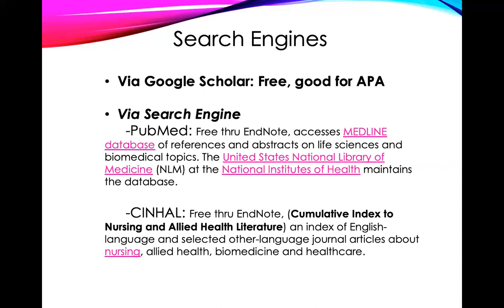As nurses, we use CINAHL, and CINAHL is the Cumulative Index to Nursing and Allied Health Literature. This is articles about nursing, but also allied health and biomedicine and healthcare. So why would we use that if we could get that from PubMed?